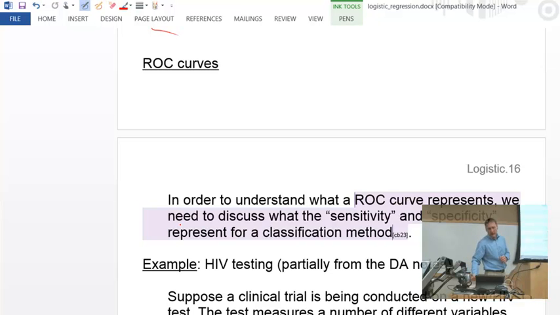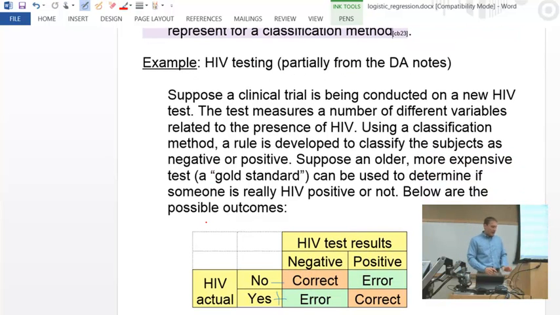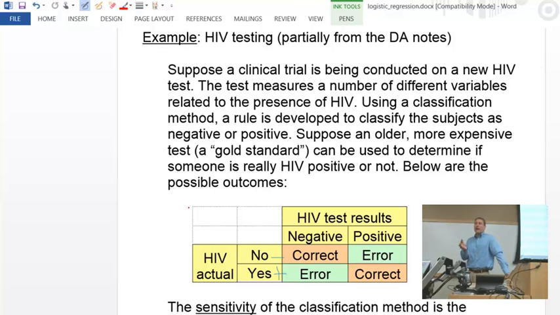Now, to understand what ROC curves are, we need to talk about something called sensitivity and something called specificity. Okay? These are measures of accuracy for a classification method, such as this. And this takes us to the HIV testing example that we first saw in the discriminant analysis section. So imagine, again, you have a clinical trial, and you have a new HIV test that you're trying to determine how good it is. And you're comparing the results to what would be considered a gold standard that basically gets everything right. But that gold standard might be a lot more expensive to use. So that's why you want to explore these new tests.